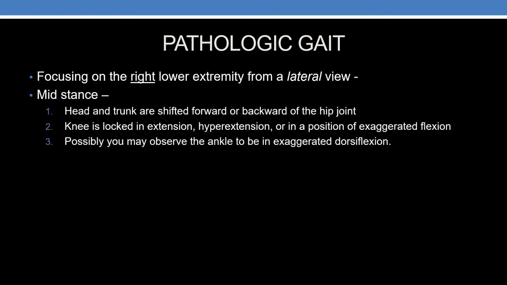In the presence of pathologic conditions, we see that the head and trunk now become shifted either forwards or backwards of the hip joint, so that the center of gravity becomes placed either forward or backwards of the base of support. We see that the knee is locked in either extension, hyperextension, or in a position of exaggerated flexion. You might see that the ankle is found to be in exaggerated dorsiflexion.